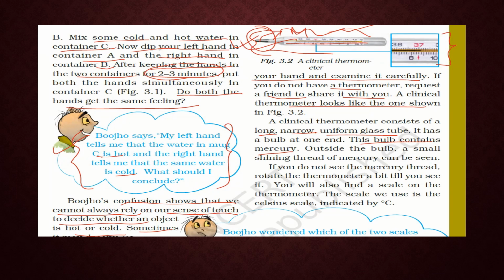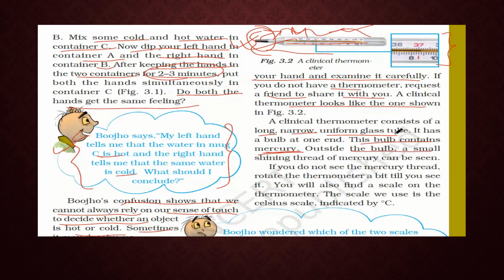So now let us move on with this clinical thermometer. The bulb contains mercury. I told you two advantages of mercury. One is that it doesn't stick to the narrow tube, and the second is that it is a liquid metal, which remains in a liquid state up to a high temperature.